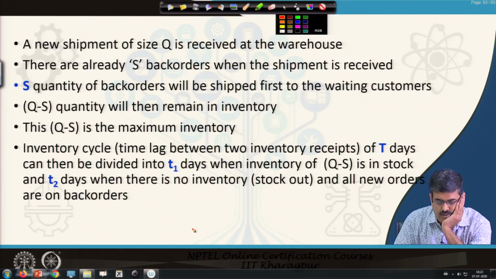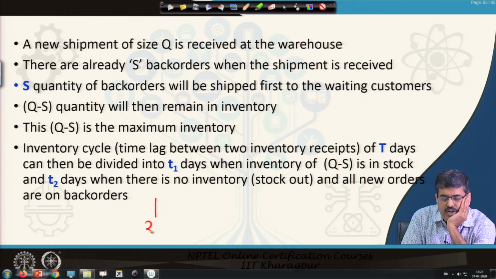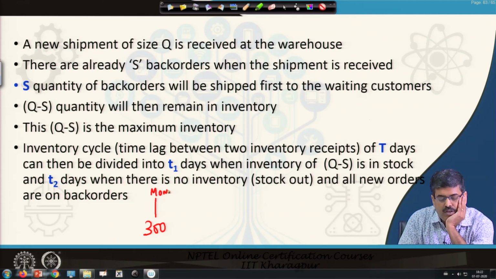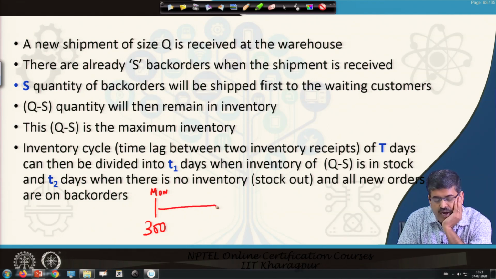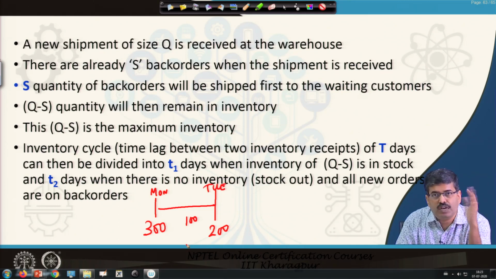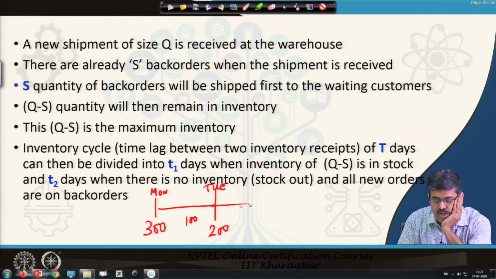Say 300 units have come in today. Today is Monday. 100 units were back order. So, immediately 100 units have gone. So, what is my stock? 200. This is Tuesday. Tuesday we have given away all the back orders. So, how much is remaining? 200 units. Wednesday, a 50 units order has come.